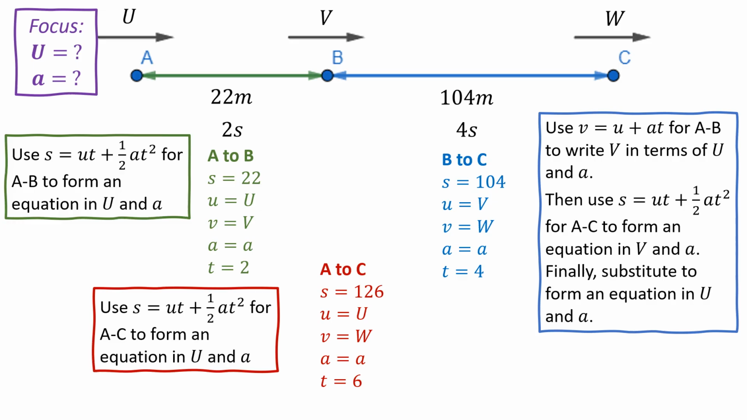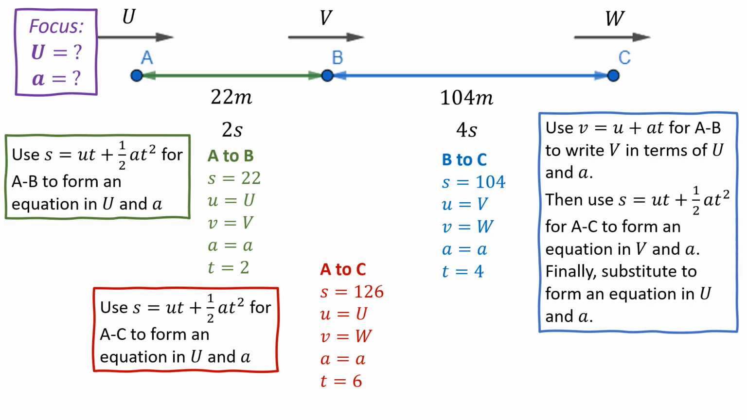So the B to C journey is a little weirder, because if you try using s equals ut plus half at squared, you're not going to get an equation directly that links U and A, because U doesn't appear in that list. But the initial speed for B to C is V, and V is connected to U and A if you go back to the A to B scenario. So because v equals u plus at, we can write capital V as capital U plus 2 times A. And that allows you to then go back and substitute in and finally create for yourself the equation we're looking for.